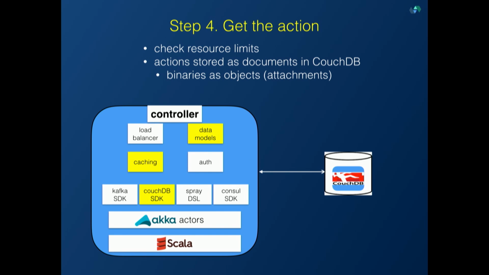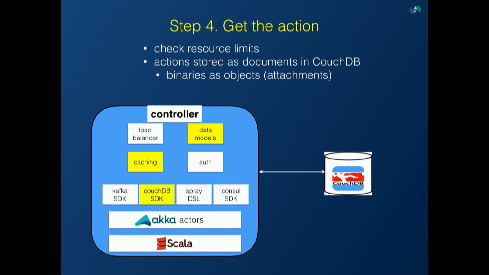One note about the implementation. The code for most actions, not the Docker images, but everything else, is stored as documents in a NoSQL database. If there are binaries, for example if you upload a zip file with a bunch of dependencies, they're stored as blobs in an object store, which can be attachments in CouchDB in particular.